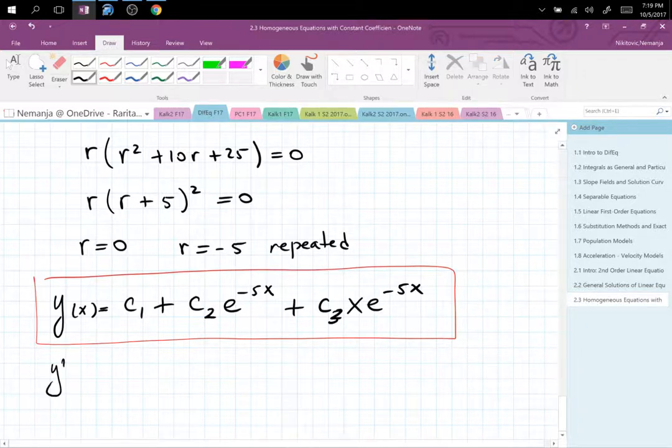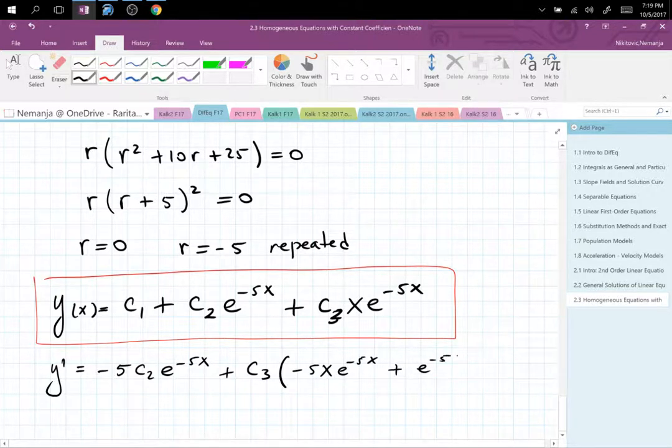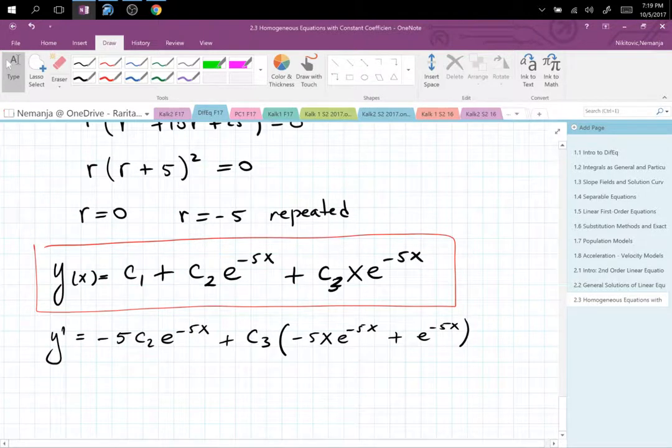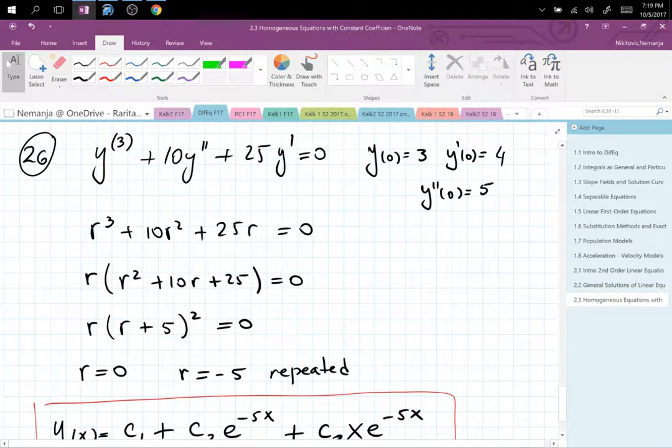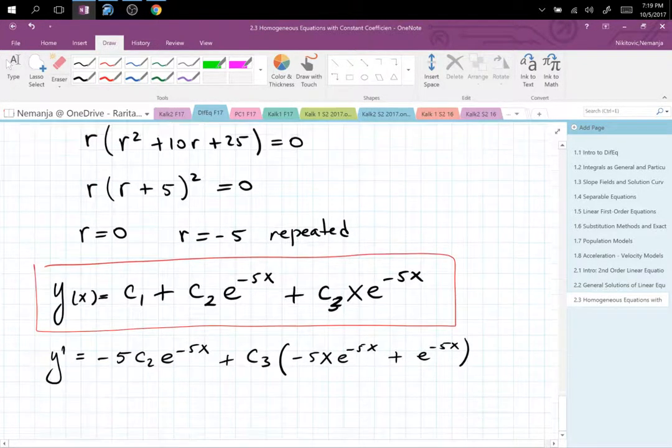So the first derivative y prime is c1 dies. This gets to be -5 c2 e to the negative 5x, and then plus c3, and it's a product rule now. So copy the first term there, so -5x e to the negative 5x, plus copy the first derivative of the second, so it's just e to the negative 5x. And that's our first derivative. Then you have to do the second derivative for the other solution.